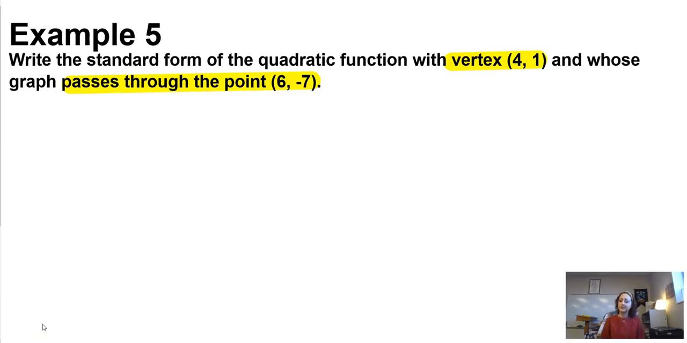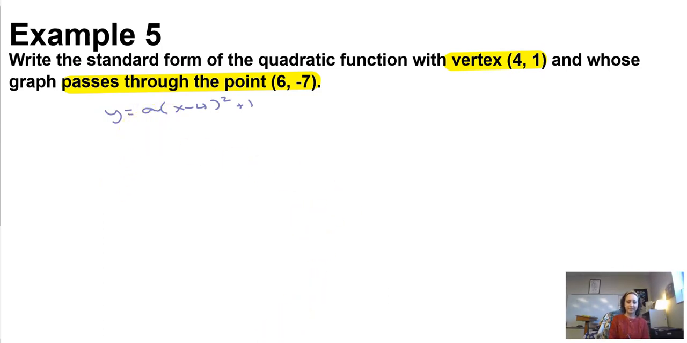All right, so we're given the vertex and one other point that the parabola passes through. So let's start with what we know. I'm going to go y equals, and I'm going to leave a little bit of space for a. And I know that if I'm in vertex form, it has to look like x minus 4 quantity squared, and then plus 1. Good. All right, now again, the only other piece I might have in vertex form is going to be an a value other than 1. So let's go ahead and put an a in there.